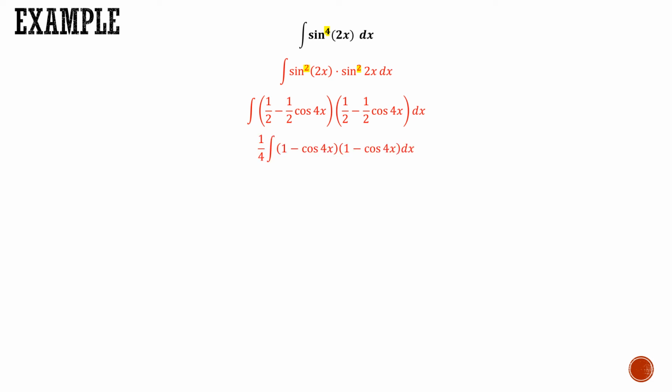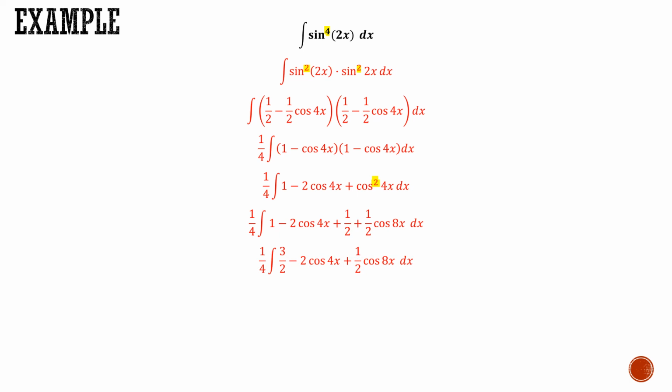Now, taking out the 1/2, I'm going to be left with 1/4, 1 minus cosine 4x times 1 minus cosine 4x. And then distributing all of that, I have 1/4 integral of 1 minus 2 cosine 4x plus cosine squared 4x. Now this cosine squared again, I have an even power, so I have to use my power reducing again. So I'm going to have 1/4 integral of 1 minus 2 cosine 4x plus 1/2 cosine 8x dx. Adding my like terms, I'm left with 1/4, then 1 plus 1/2, which is 3/2, minus 2 cosine 4x plus 1/2 cosine 8x dx.